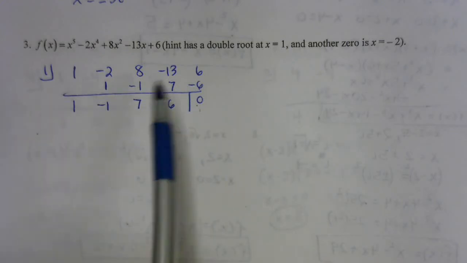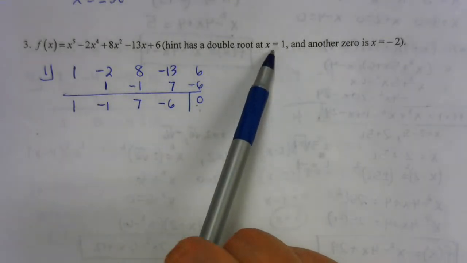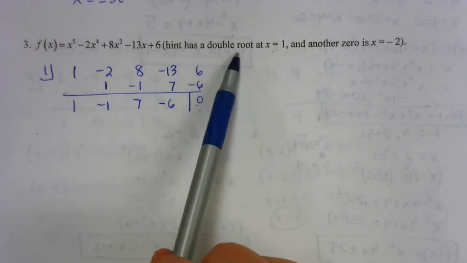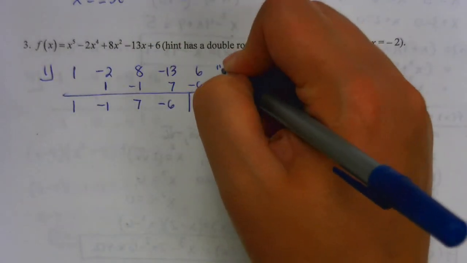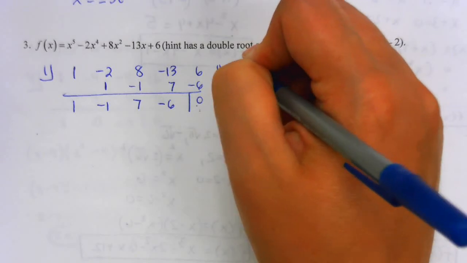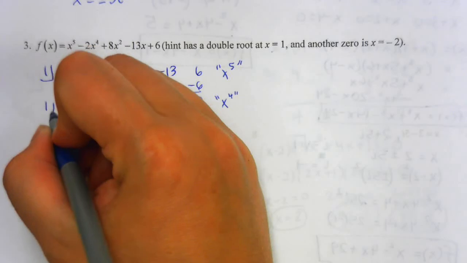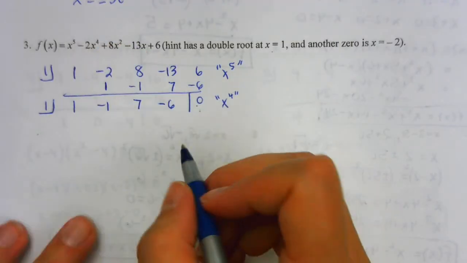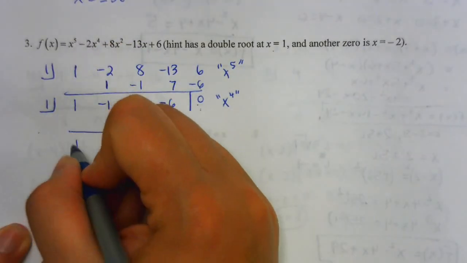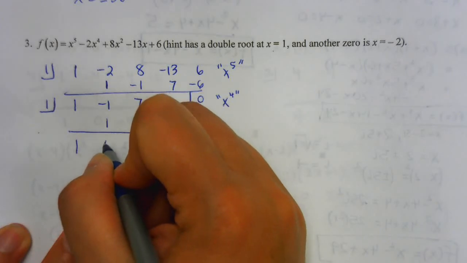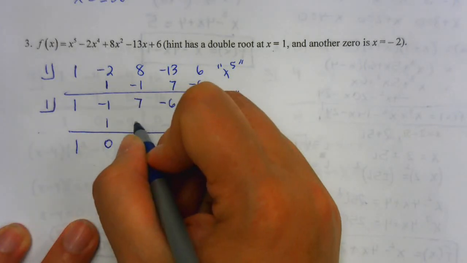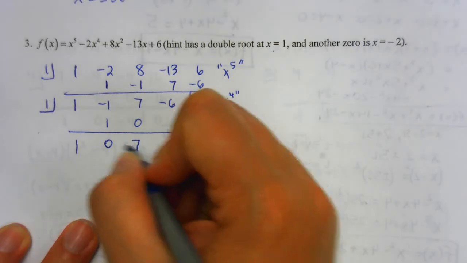I have done synthetic division with one of my roots at x equals 1. It does say that I have a second one. So remember, this is our x to the 5th. This is our x to the 4th. We're going to do that division again with a 1. I bring down the 1, I multiply, I add straight down, I go back and multiply, add straight down, go back and multiply.